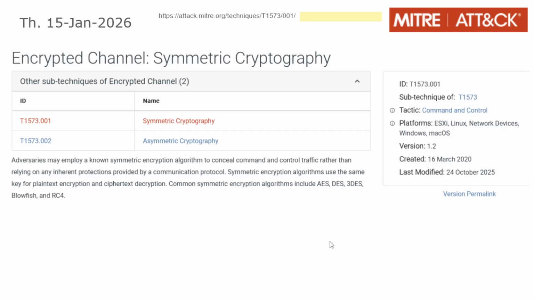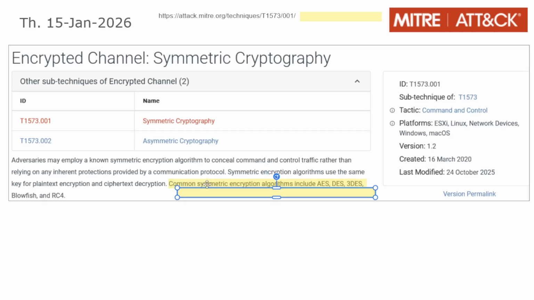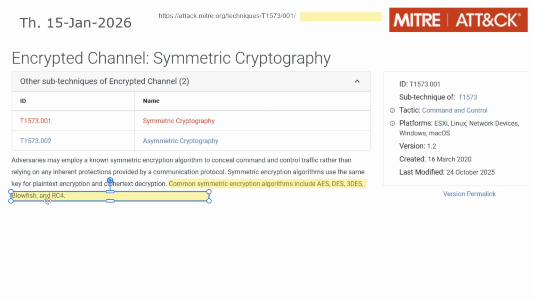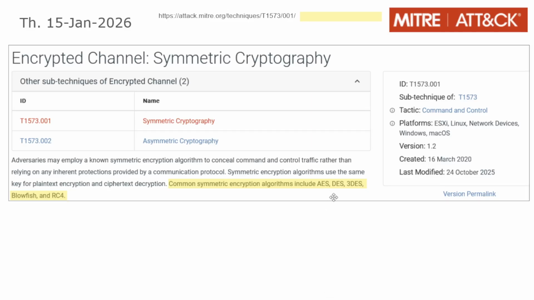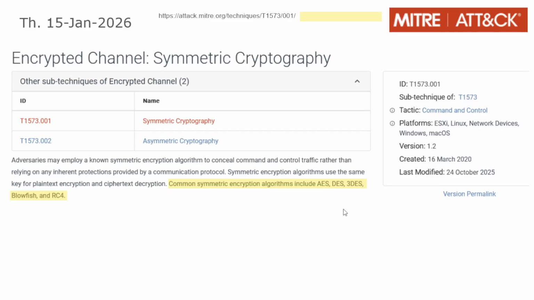The difference between our last video and this one is that we now solely focus on the algorithms that you have to look out for when it comes to symmetric cryptography, and some of those are listed here. So common encryption algorithms include these. If you haven't watched the main video for encrypted channel, go back and take a look at it. We will repeat a lot of the stuff, but nonetheless, look out for AES, DES, then you have the 3DES.